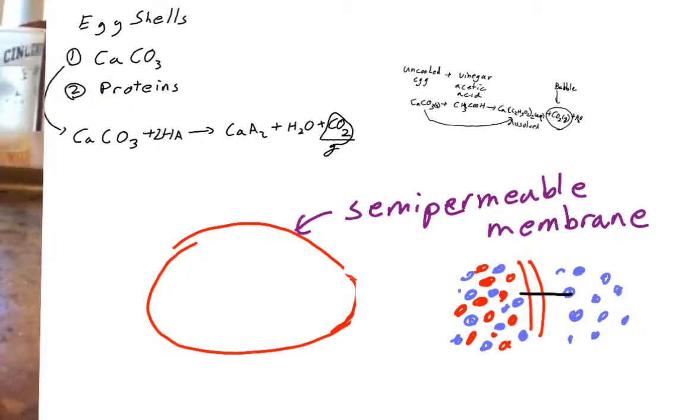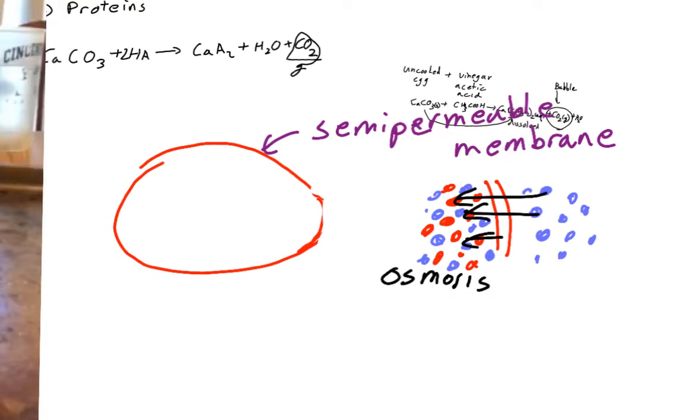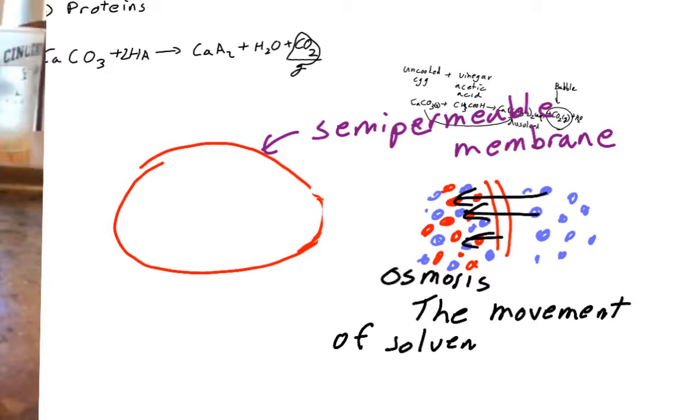So these water molecules will flow across the semi-permeable membrane through a process called osmosis. And the process of osmosis can be defined as the movement of solvent particles, because, you know, we're chemists, we can't just say water.